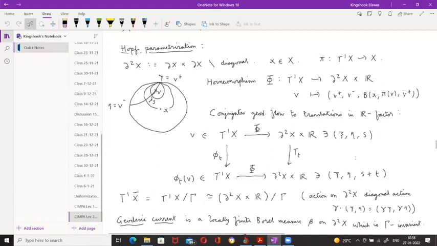And now I can write the unit tangent bundle of the quotient manifold X bar below as the quotient of T1X by gamma. T1X is the unit tangent bundle of the universal cover, and the group acts on that, so I can quotient to get the unit tangent bundle of the quotient. And this is also the same as del2X cross R quotiented by gamma, where the action on del2X here is just the diagonal action: gamma dot (xi, eta) is equal to (gamma xi, gamma eta).